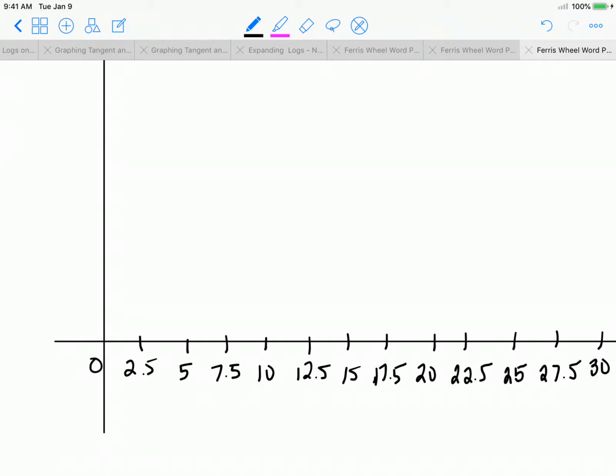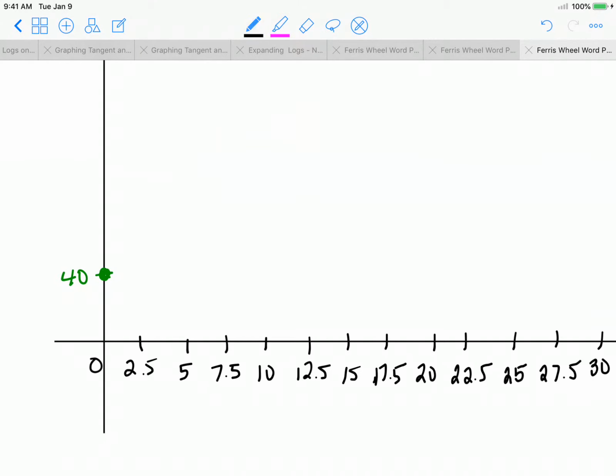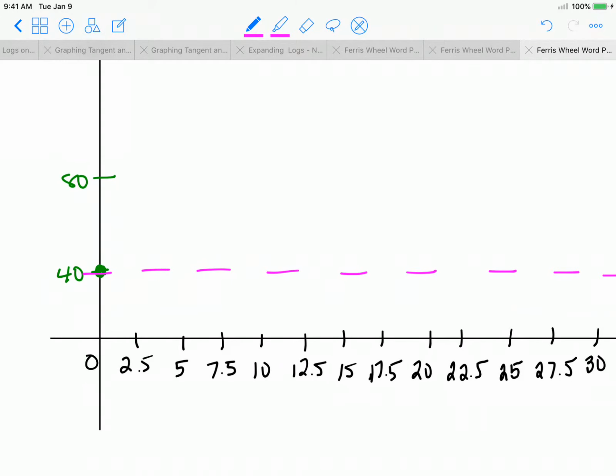So now, where are we getting on at 0 degrees? We're getting on at 40 feet in the air. So at 0, we're going to be at 40. And then to the very tip top, it's going to be 80. So at 40, that's going to be your midline. So let's go ahead and draw that in. So what kind of graph is this if you're starting at your midline? So we're going to have a sine graph.